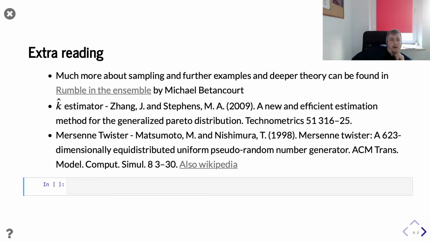For extra reading, we can look at the work of Michael Betancourt that I mentioned before. He has a very nice, more detailed analysis of the behavior of Monte Carlo sampling. For the k-hat estimator, there's work by Zhang and Stevens, which is a very good diagnostic tool. And for Mersenne Twister, it can be found on Wikipedia very well described, and there's also, of course, a reference paper that you can check. But as I said, that will work for the one-dimensional case.